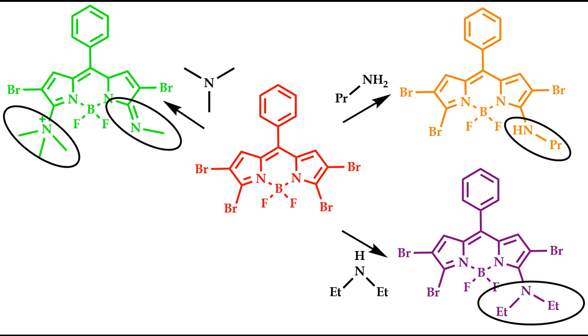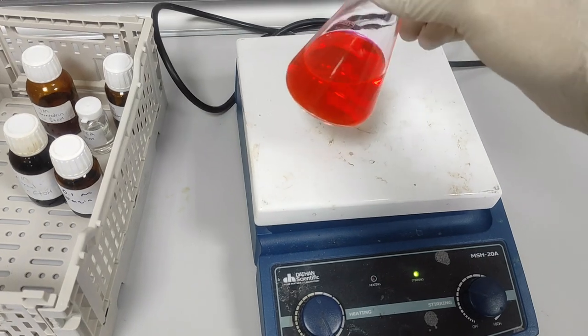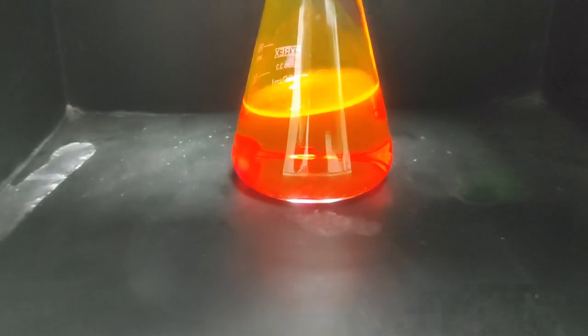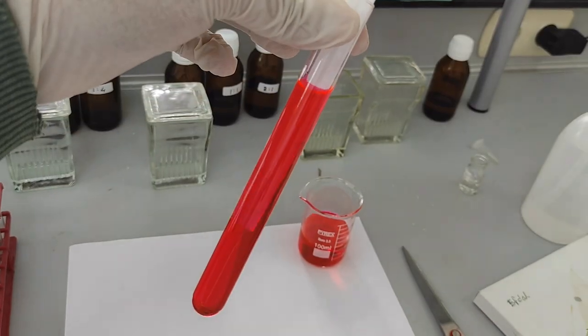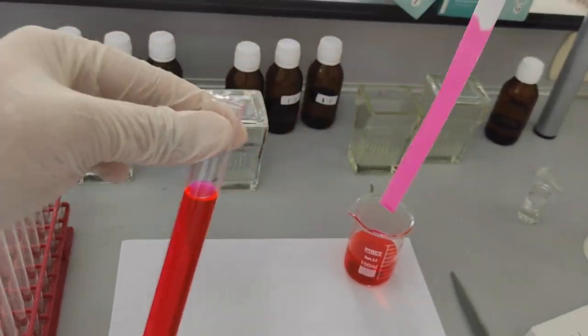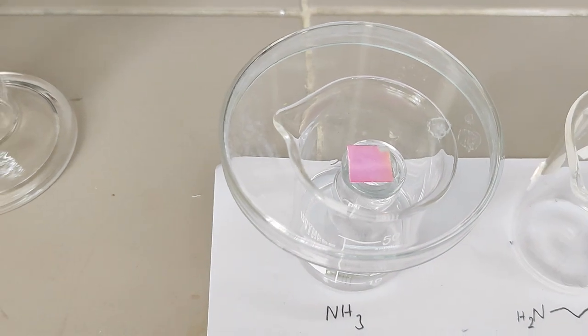Now I will transform TolBodipy into a material capable of distinguishing amine vapors. For this, I dissolve TolBodipy in acetone. I immerse thin layer chromatography plates into this solution, allowing TolBodipy to adsorb onto the silica surface. Now I will expose the plates to different amine vapors.